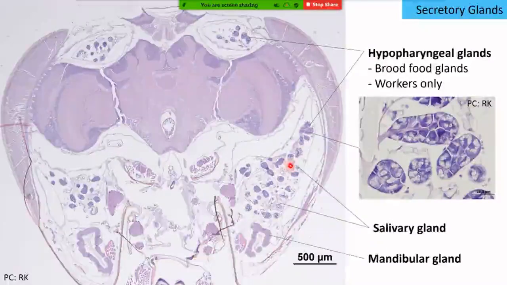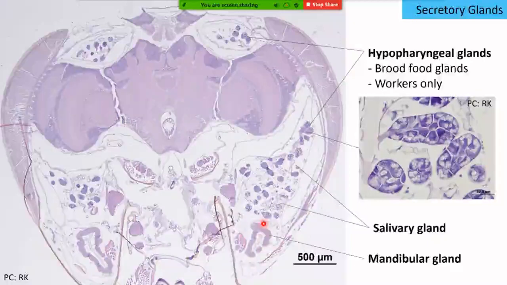There are also these thin-walled glands, which are the salivary glands that produce a number of enzymes that, when mixed with the nectar that bees collect, help the bees transform it into honey that is stored in the hive for a long time. And of course, the mandibular glands.